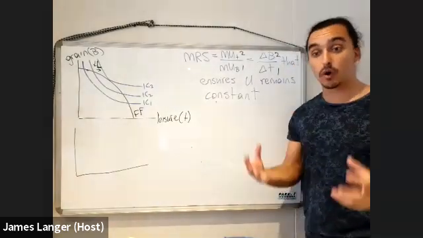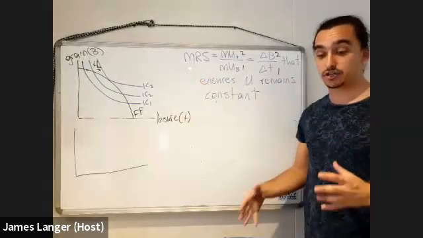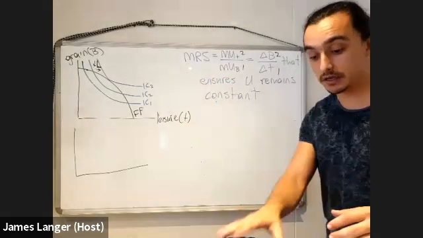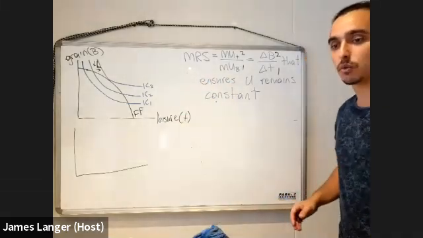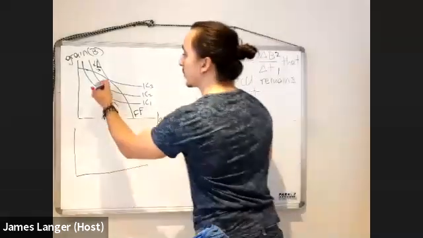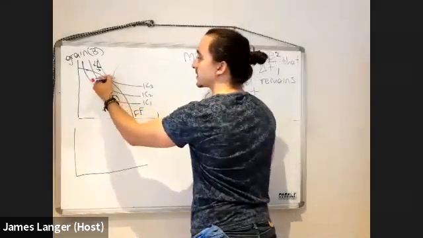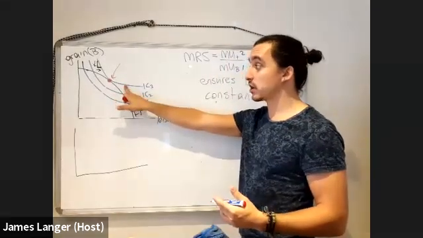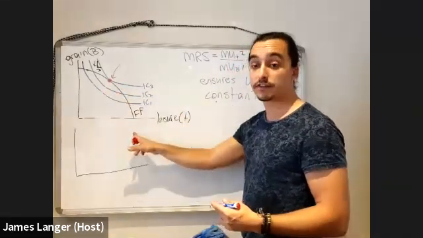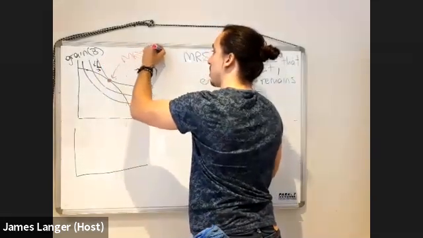So tell me, what is the rule for the optimal amount of grain and leisure? Can anyone give it to me? I'm giving you a couple seconds. MRS equals MRT. Awesome, guys. Well done. That's exactly it. We're going to find the point where the MRS equals the MRT. And we know that's going to be the point of tangency, because that's where the slope of the indifference curve is equal to the slope of the feasible frontier. So MRS is equal to MRT.